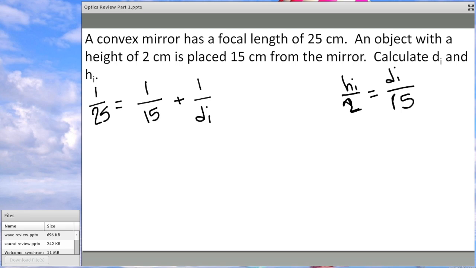Okay, so I'm going to solve these, and then I'll put the answers in the I Spy for this section, so then you'll know what they are. So that is our first half of the review for the optics unit.